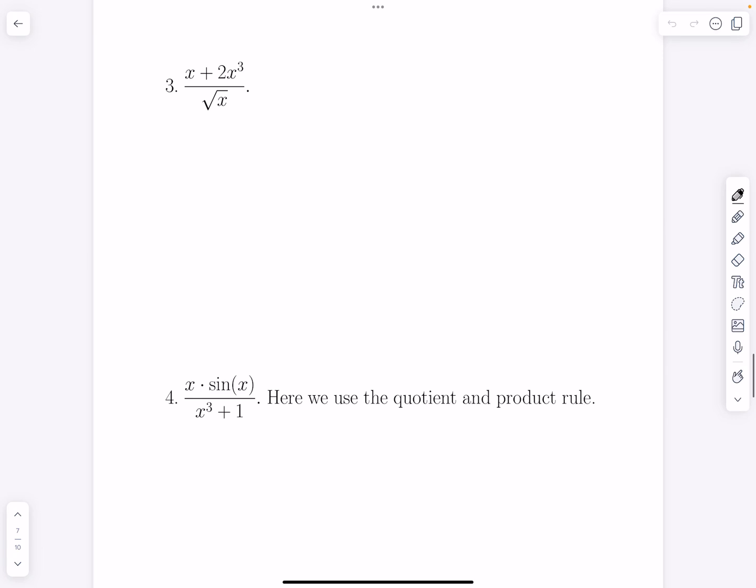Okay. So here we could use the quotient rule, but actually we can simplify this. We can cancel, and then we should cancel. So the trick here is simplify first. So that's an example where we should try to avoid the quotient rule.